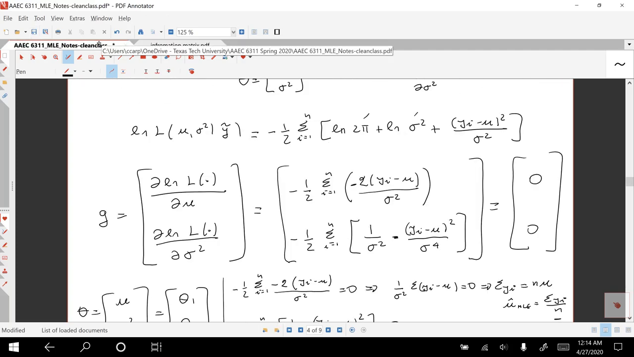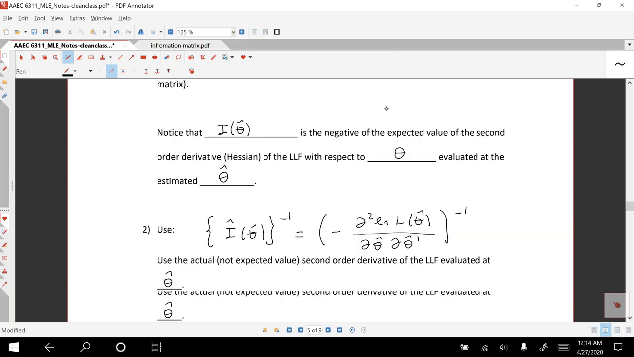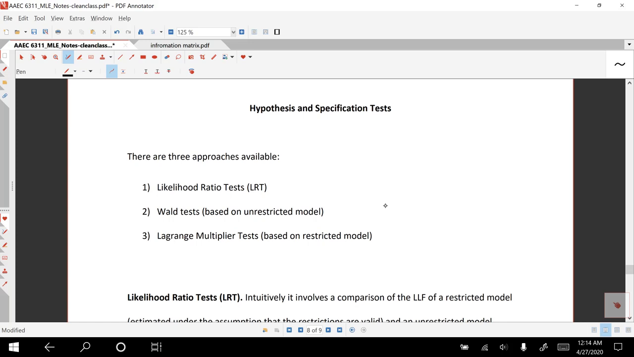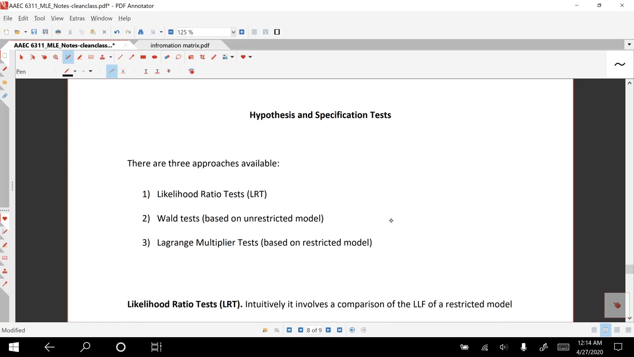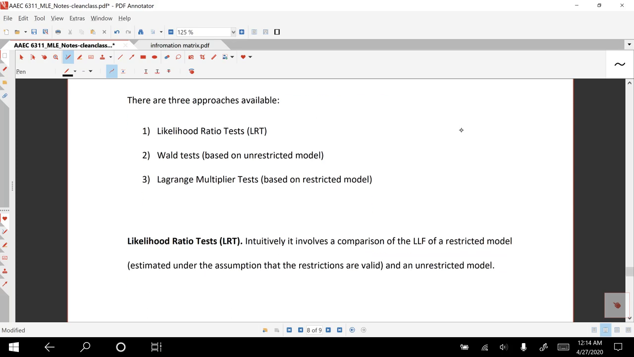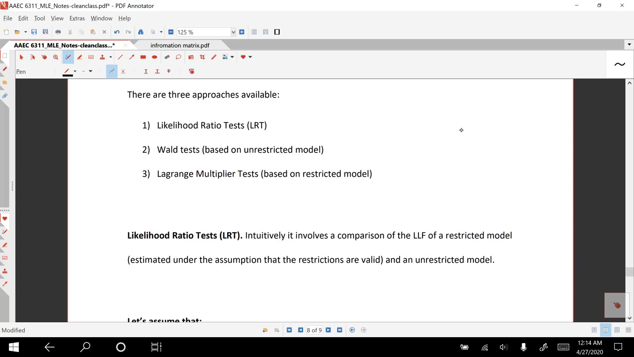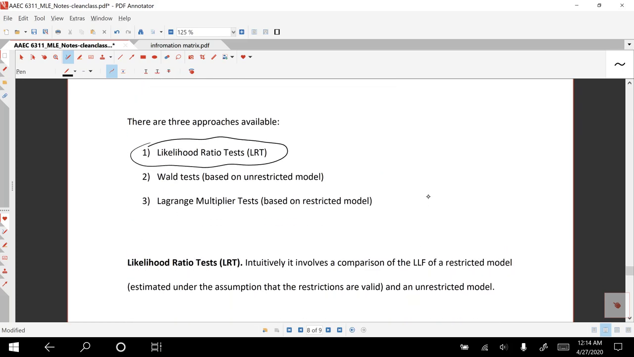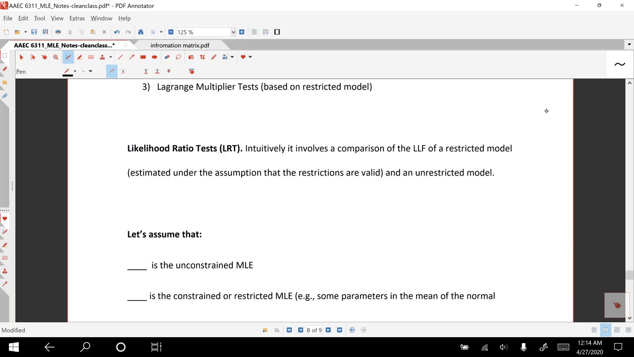So we talked about inference and these different options, and we have that example. Now let's talk about hypothesis and specification tests. There are three approaches available. One is the likelihood ratio test, the second one is the Wald test, and the third is the Lagrange multiplier test. The most popular tends to be the likelihood ratio test, because, as the name refers, you are using the likelihood function.